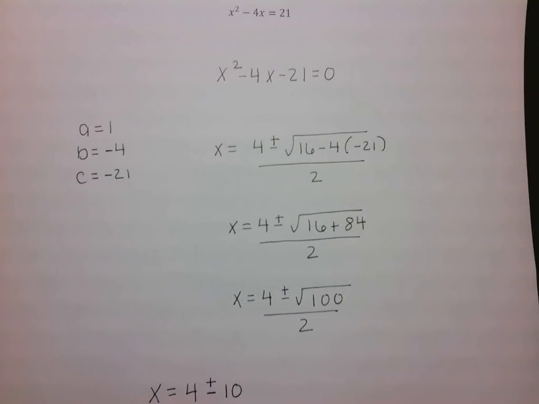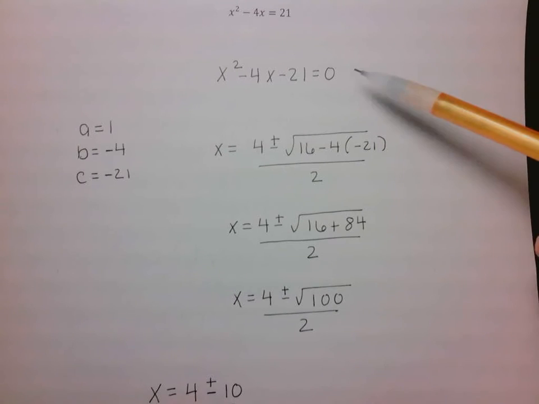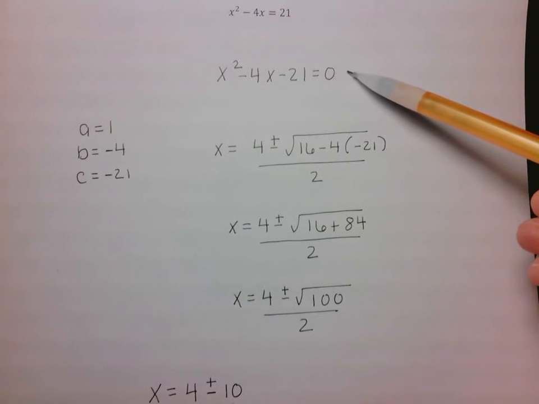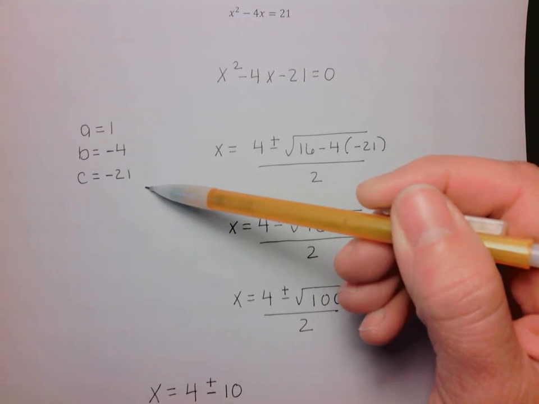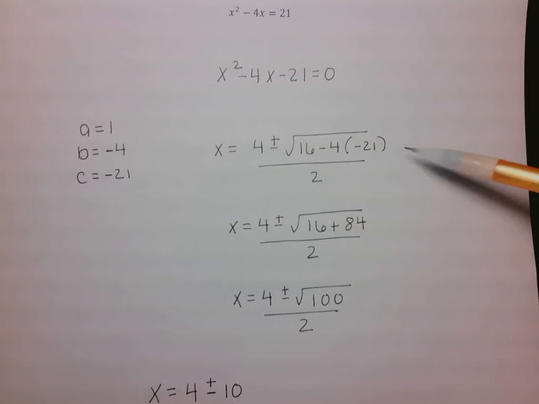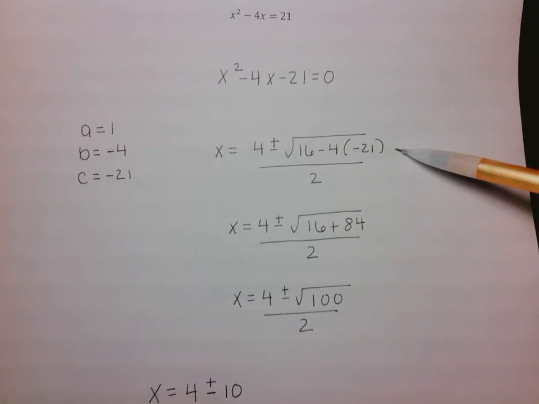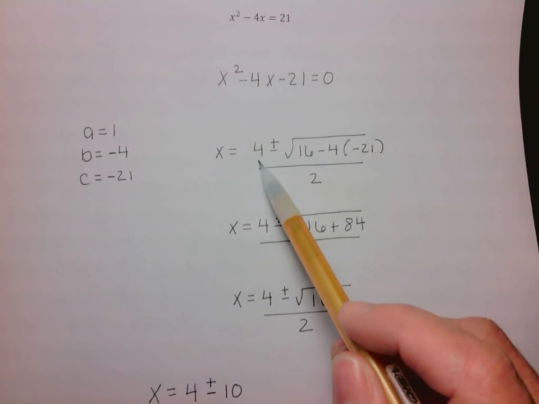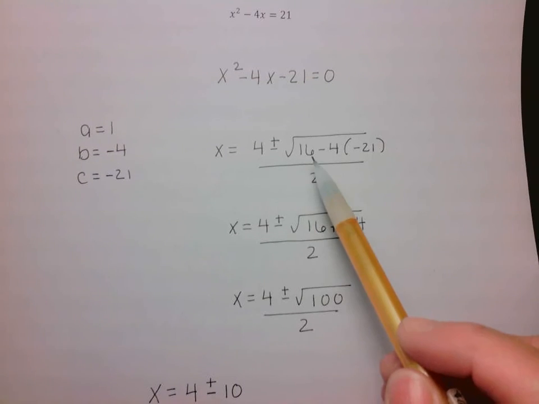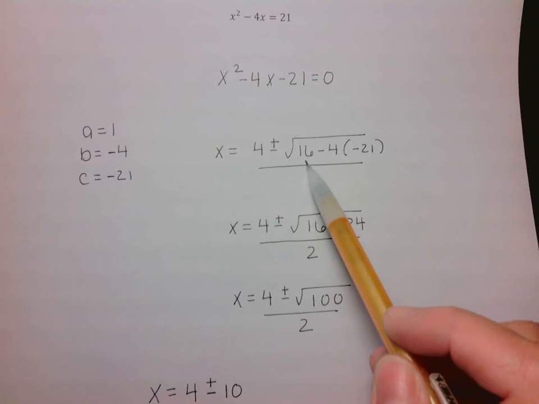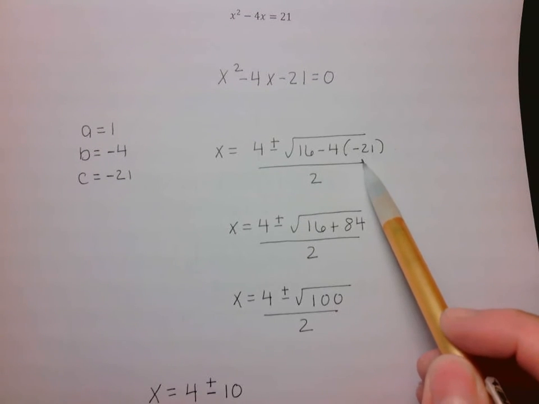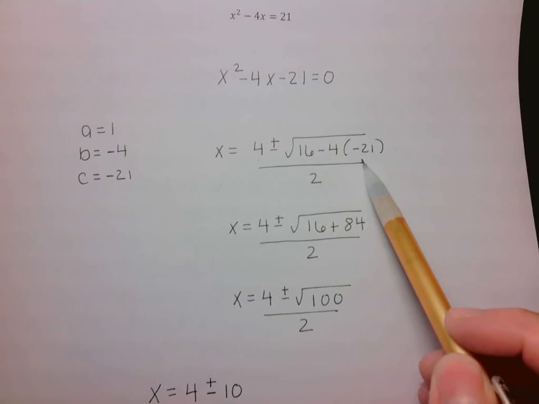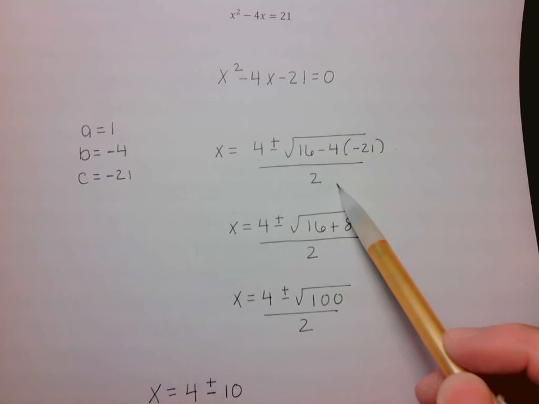Let me walk you through what I did. I took the equation and I put it in standard form and set it equal to 0. I then identified what my a, b, and c is, and then I plugged that into the formula. This is negative b plus or minus the square root of b squared minus 4 times a times c, all over 2a. And here a is 1.